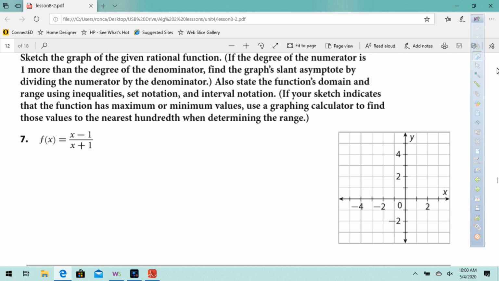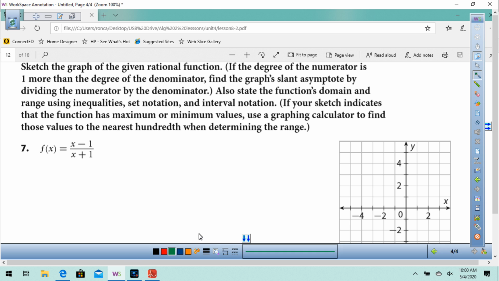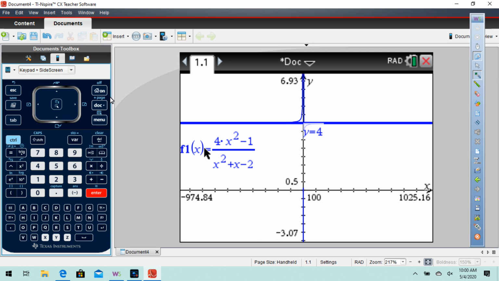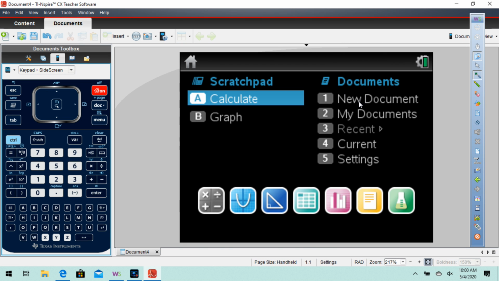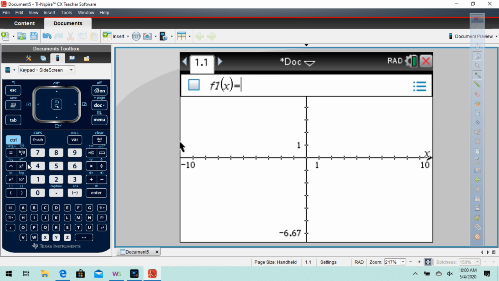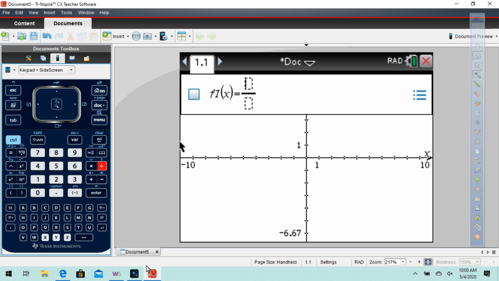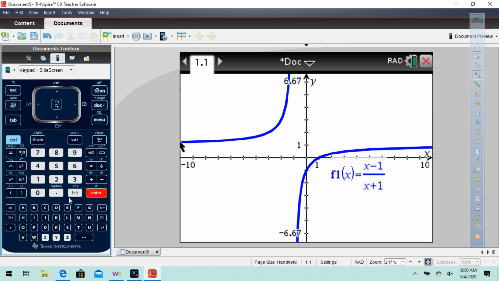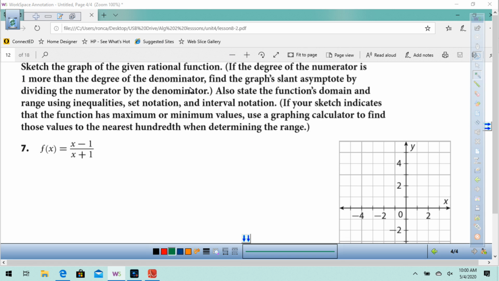Folks, I want you to be able to graph them in the calculator. Okay, let's see here. So on new document, no, graphs, control, divide, and we have x minus 1 over x plus 1. Okay, that tells you all you need to know.